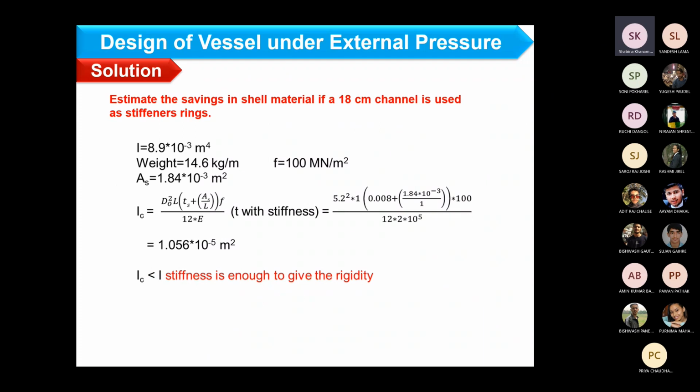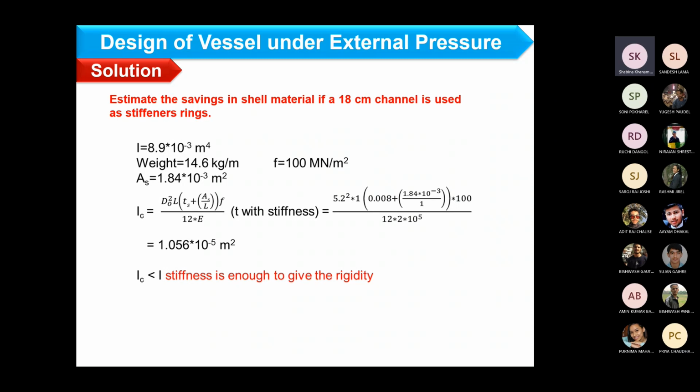Now we need to estimate the saving in shell material if an 18 centimeter channel is used as a stiffening ring. For this, all parameters are known to me. I will calculate the moment of inertia for the structure, which is equal to this expression: Do square L Ts, plus As by L, and F and 12E.